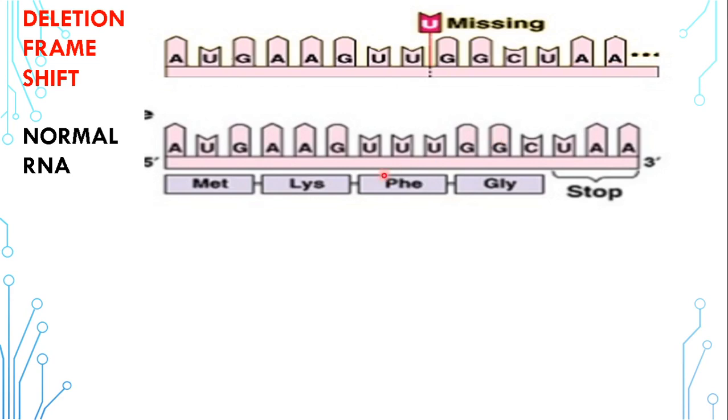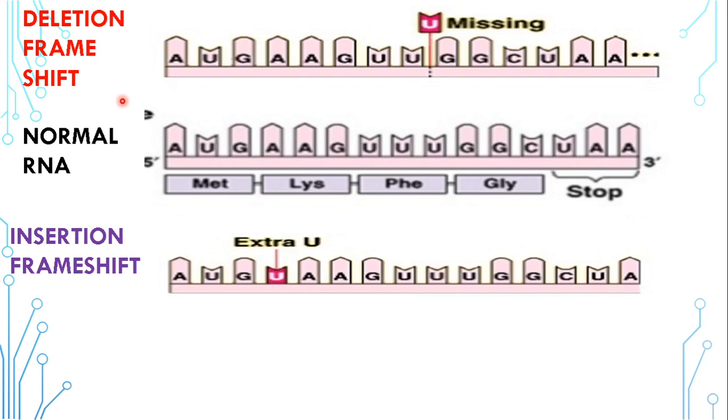So what happens? The polypeptide which was supposed to form with methionine, lysine, phenylalanine, glycine and then the stop codon, what will happen now? It will form methionine, lysine, because till this point there is no change. But in place of phenylalanine, some other amino acid, next some other amino acid, and finally even the stop codon has got disrupted. So the entire polypeptide expression will change. Such a mutation is called a deletion frame shift.